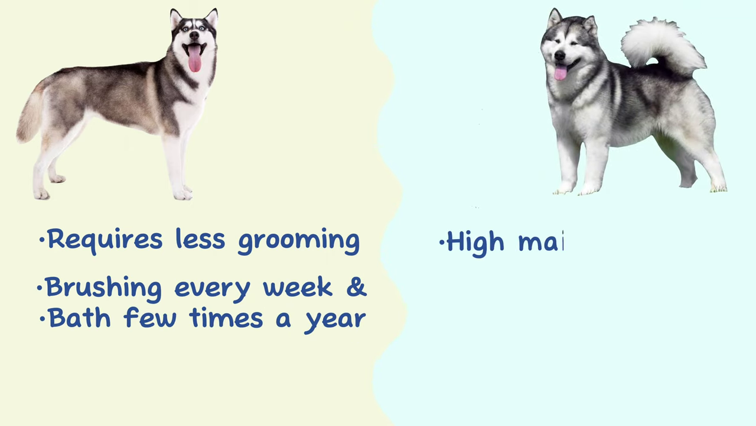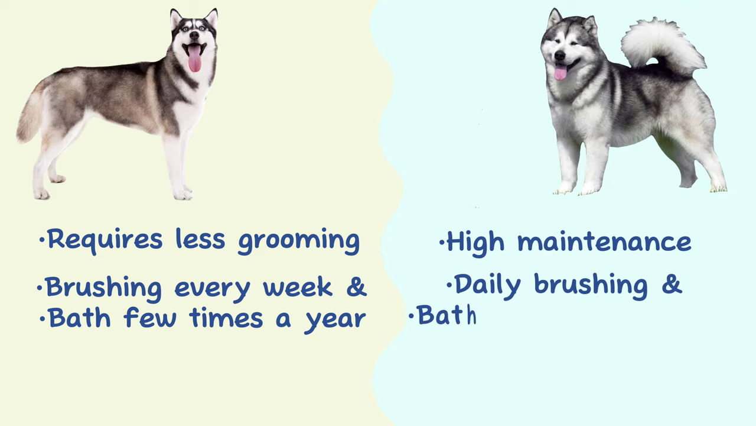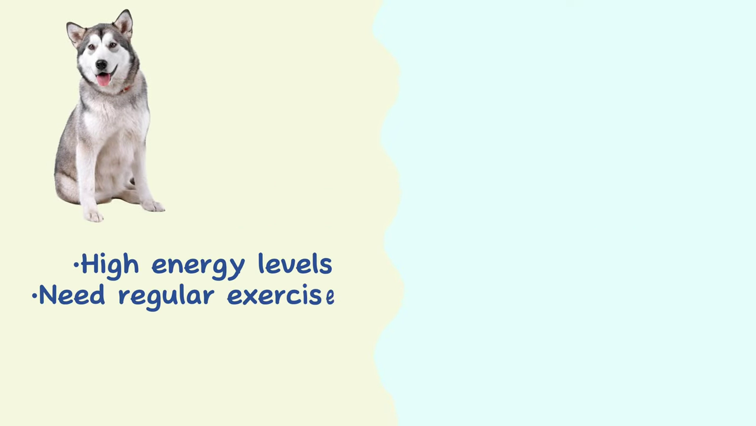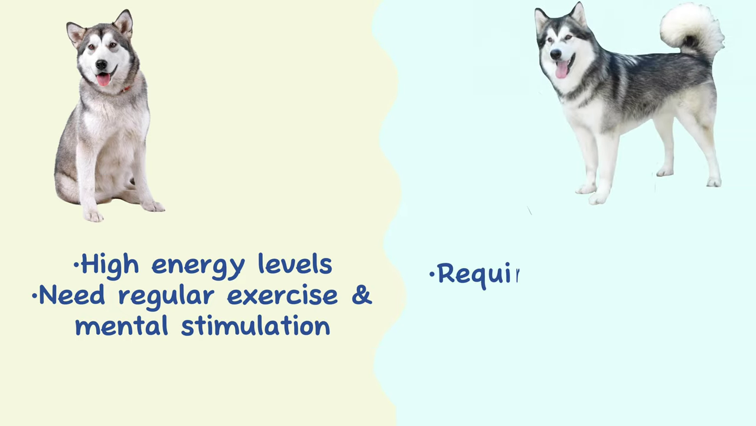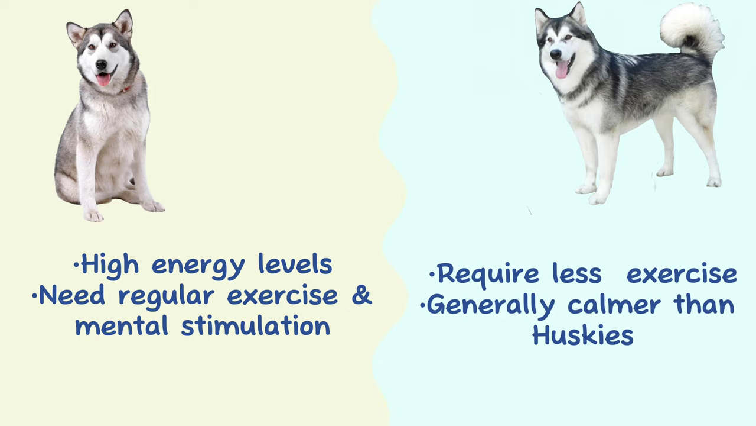Malamutes are incredibly high maintenance, and the only way to keep shedding and mats to a minimum is daily brushing and a bath every 6 to 8 weeks. Energy levels. Huskies are known for their high energy levels and need for regular exercise and mental stimulation. Malamutes also require exercise but are generally calmer than Huskies.